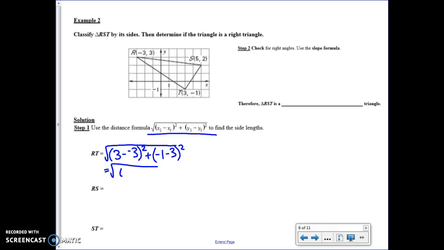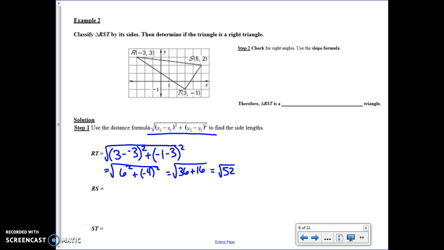So 3 minus -3 gives me 6. I still need to square that. -1 minus 3 gives me -4. And I need to square that. So 6 squared is 36. -4 squared is positive 16. So 36 plus 16 is 52. And yes, we can reduce that, but what we really just want to see is, are the side lengths the same? So if we get another square root of 52, then we'll be able to see if it matches.